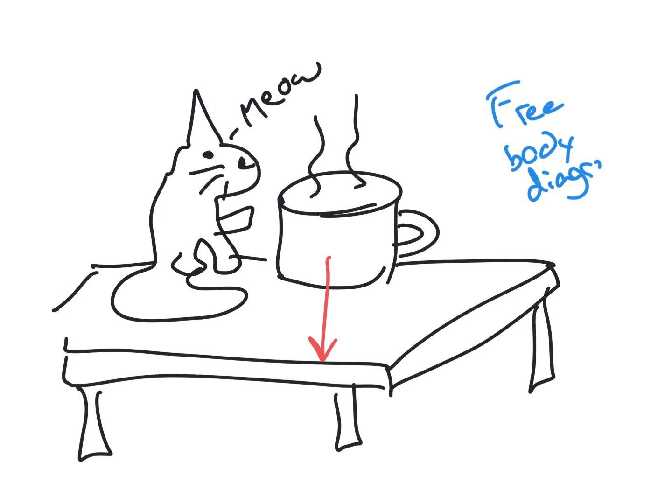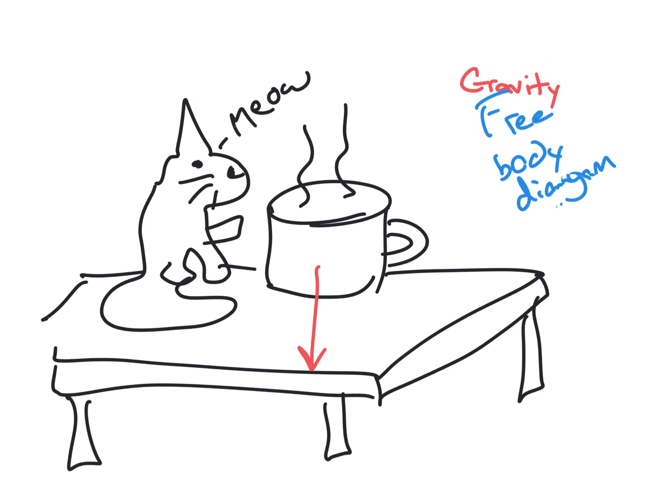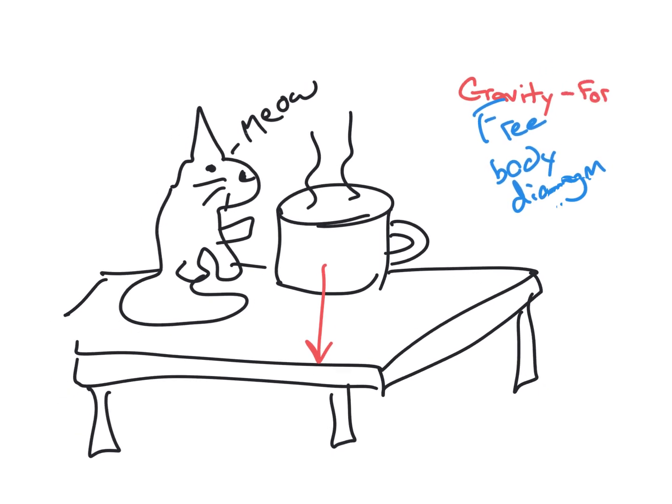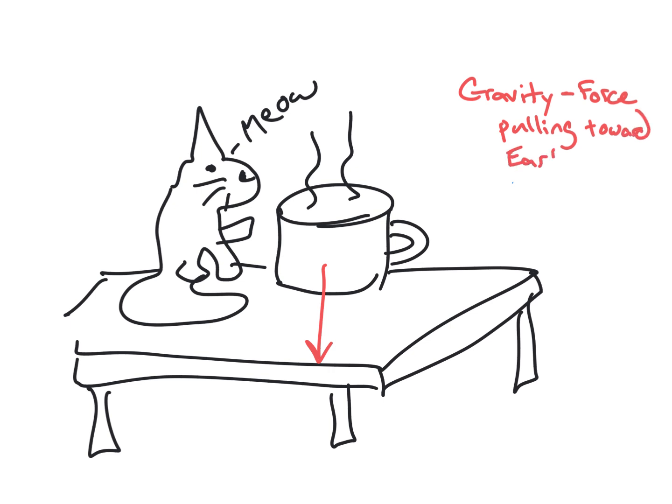let's think about the mug itself. It is not moving, right? The force of gravity is acting on it. And the force of gravity is always pulling towards Earth's center. Now, that is not the only force acting on this mug because, as we all know, this mug is not in motion. So there must be a force balancing it.